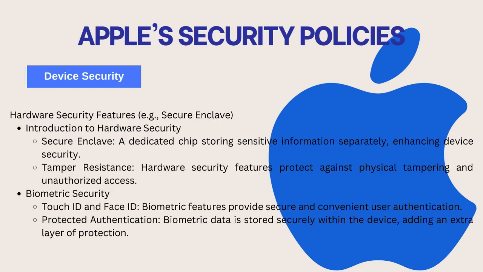Now for device security, there are hardware security features. An example is the Secure Enclave. Introduction: the Secure Enclave is a dedicated chip storing sensitive information separately, enhancing device security, and it has tamper resistance. Hardware security features protect against physical tampering and unauthorized access.